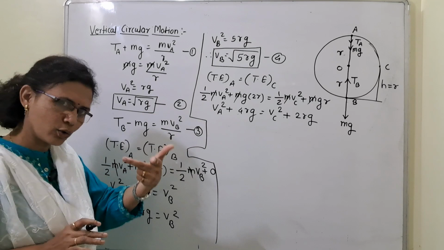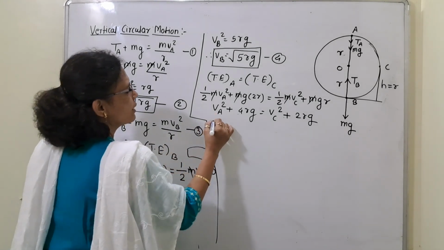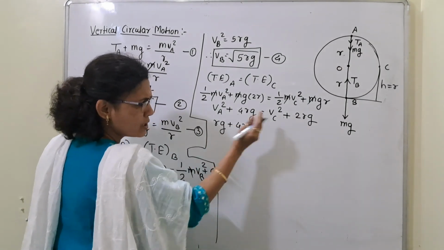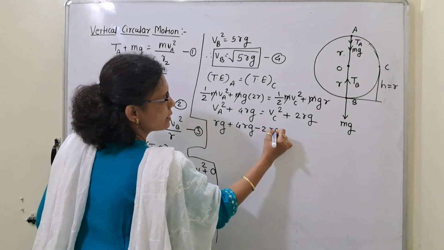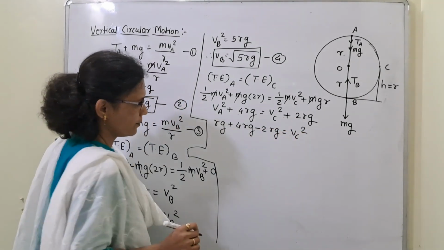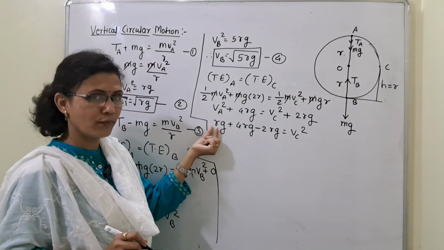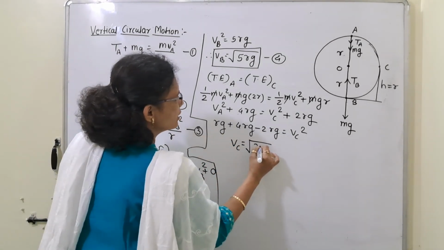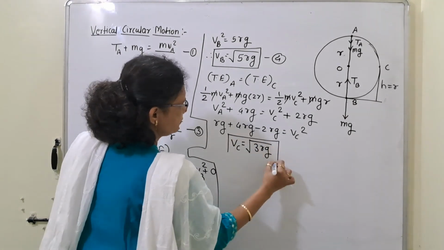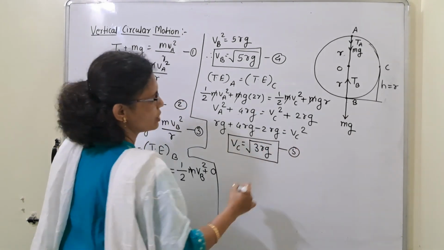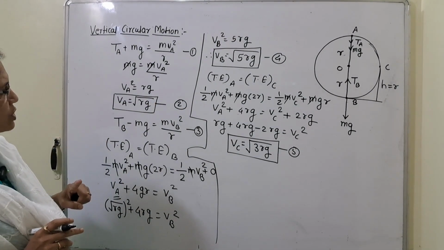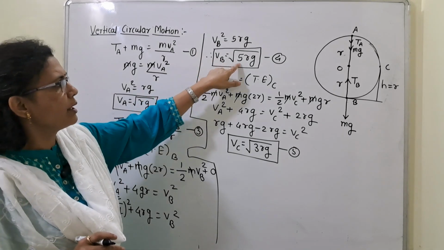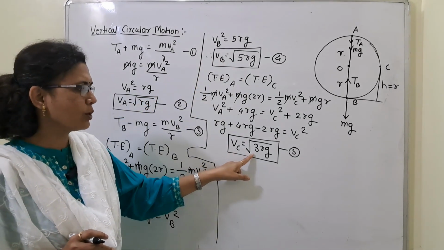Here square is there, square root will get cancelled and the remaining term will be only RG plus 4RG. This 2RG will get minus 2RG is equal to VC square. 4RG plus 1, that is 5RG minus 2RG, that will be VC is equal to under root 3RG. Let this be equation number 5. If you observe these equations, VA is equal to under root RG, VB is equal to under root 5RG and VC is equal to under root 3RG.